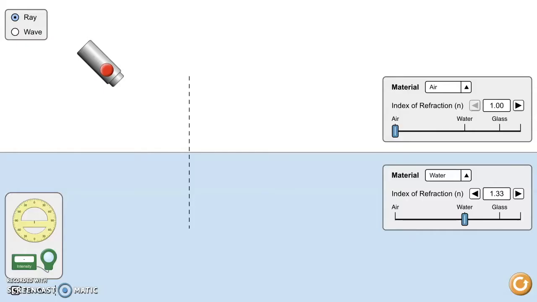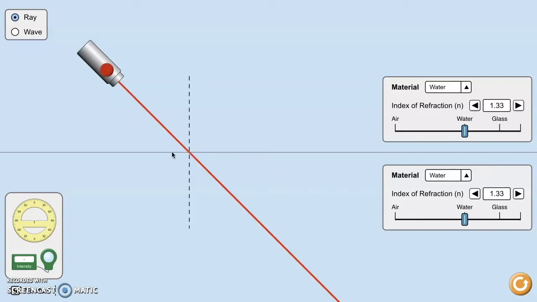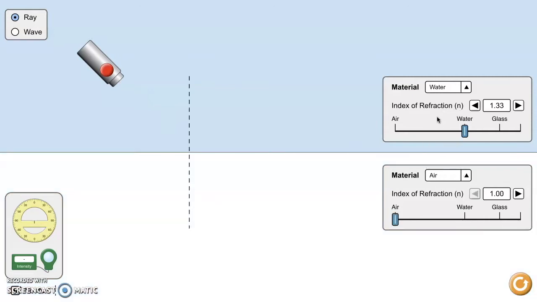Let's try one more experiment here. Let's switch this one to water. Well, now we're going water into water, so we should see no difference, just shoots straight through there. But let's switch this one to air. So now it's like you're standing underwater, looking up into the air.